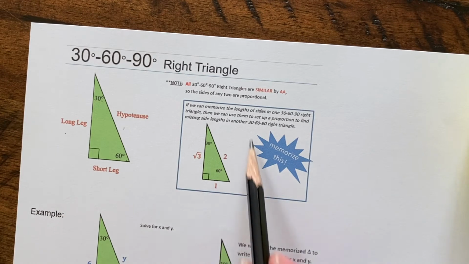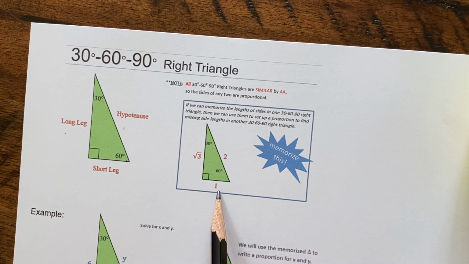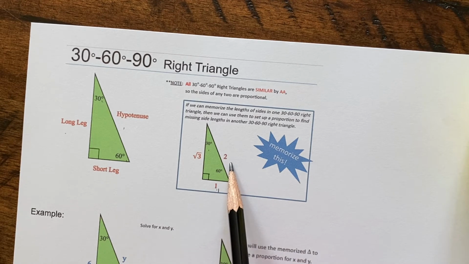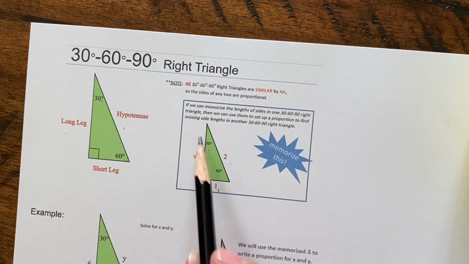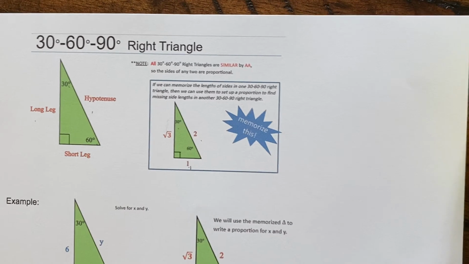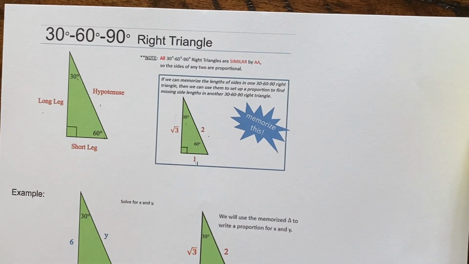Okay, this is the parent that we are going to refer to and use. Opposite our 30-degree angle, our short leg is always going to be a 1. Hypotenuse is always double that, so it's 2. And then radical 3 is always going to be your long leg. Those are the ones that we're always going to refer to when we're solving. We're going to still make proportions like we did for the 45, 45, 90.